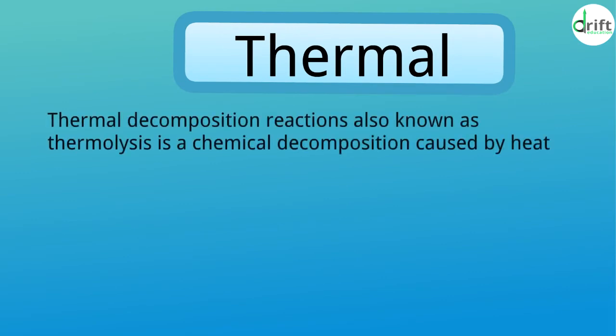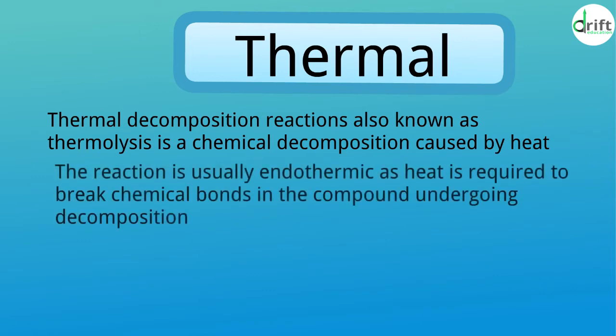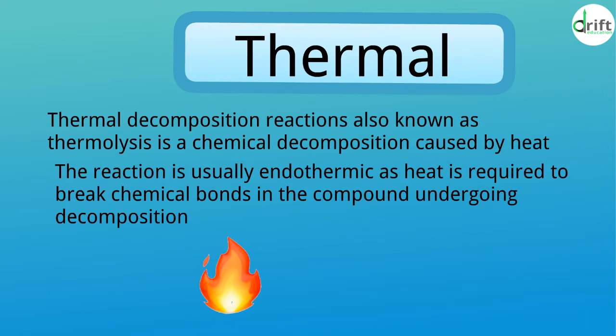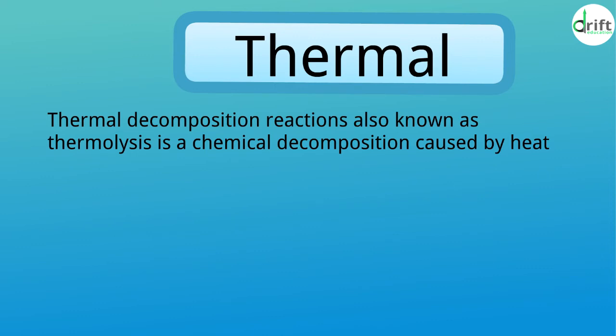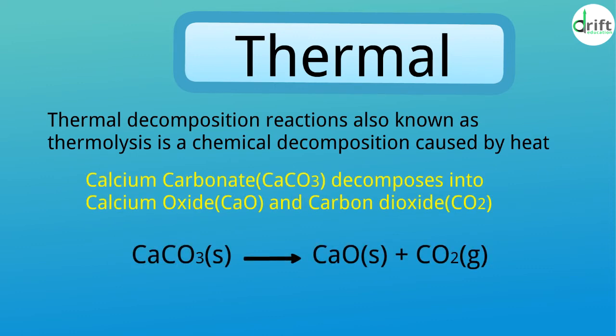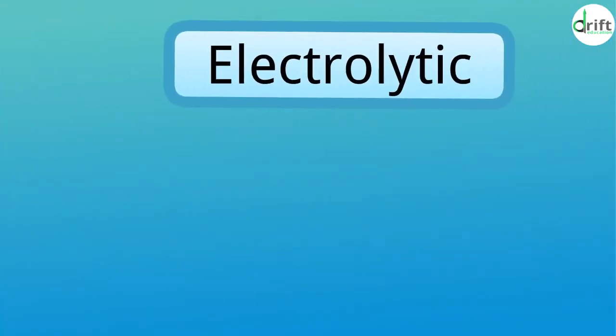Thermal decomposition, also known as thermolysis, is a chemical decomposition caused by heat. The reaction is usually endothermic, as heat is required to break chemical bonds in the compound undergoing decomposition. For example, calcium carbonate (CaCO3) decomposes into calcium oxide and carbon dioxide when heated. CaCO3 upon heating gives CaO, that is calcium oxide, and CO2, that is carbon dioxide.